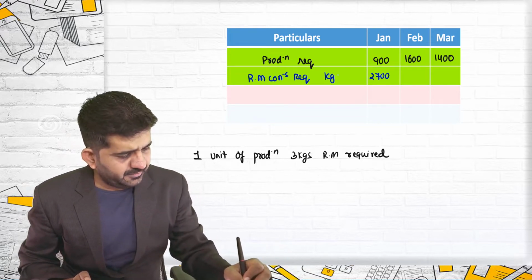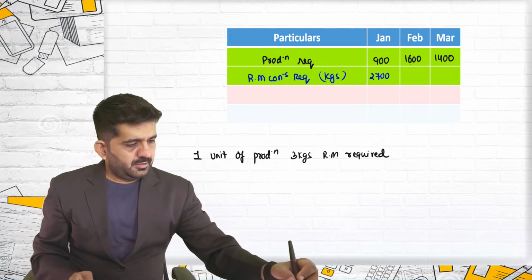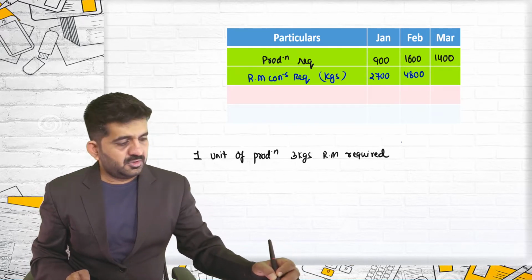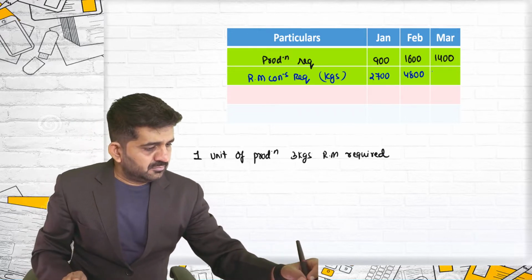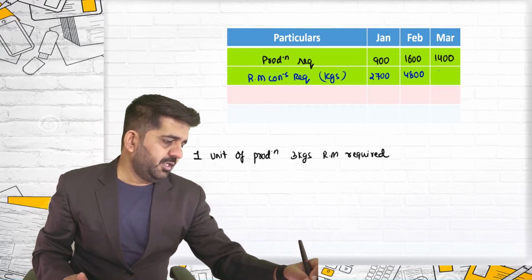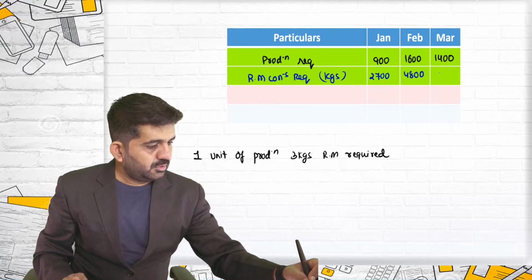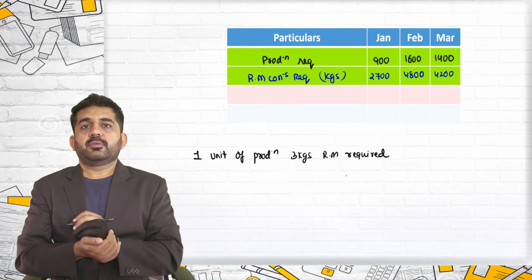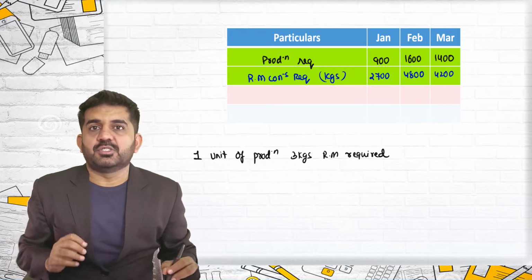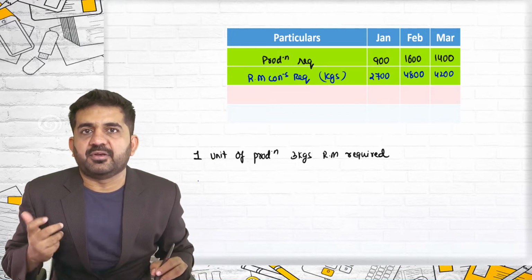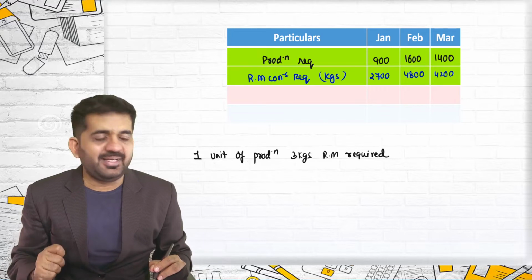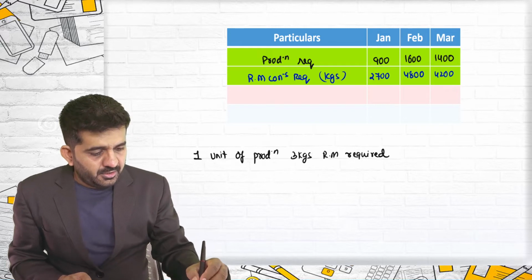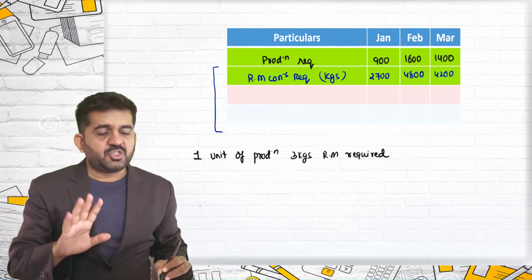Now it will be in kgs, right? This will be 4800. This will be 4200. These are kgs. So this much raw material will be required to manufacture 900, 1600 and 1400 units respectively. Now we will be talking only about raw material. This is my consumption requirement.